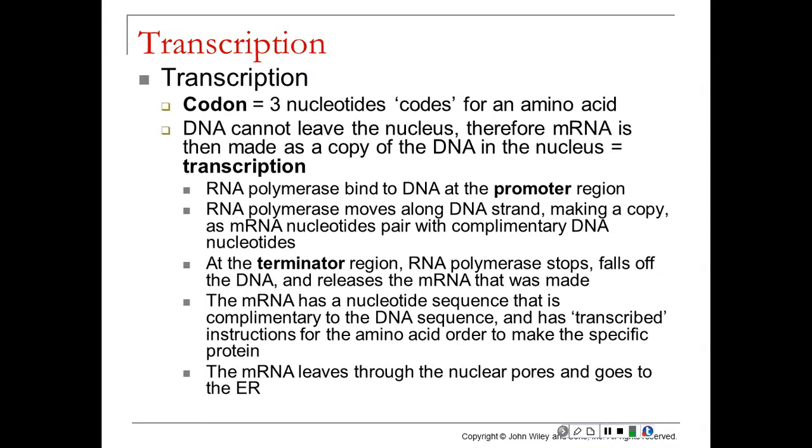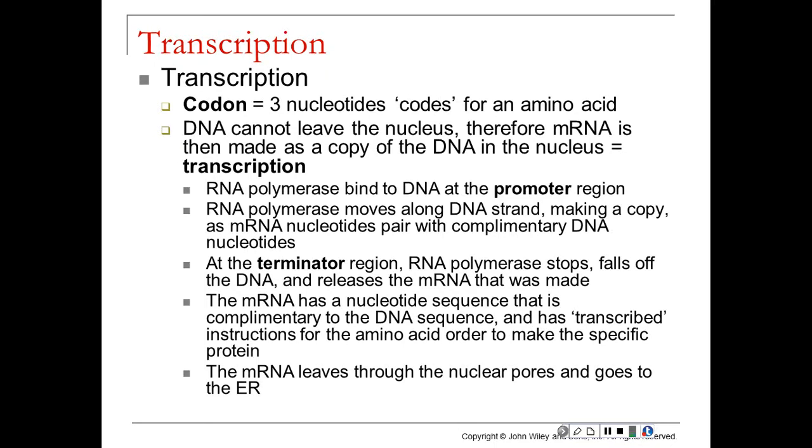The DNA can't leave the nucleus, as I said, so that mRNA is going to be made from a copy of the DNA. This is the process of transcription. To do this, RNA polymerase binds to a special part on the DNA molecule called a promoter. That RNA polymerase molecule moves along kind of like a train, just chugging along down the DNA strand, making a copy as the mRNA nucleotides pair with complementary DNA nucleotides.